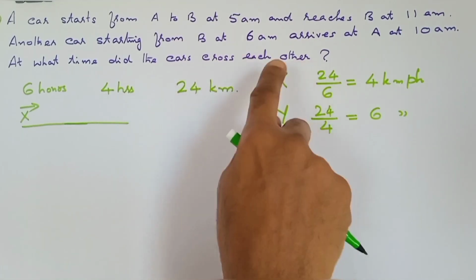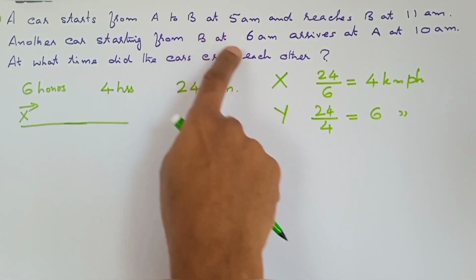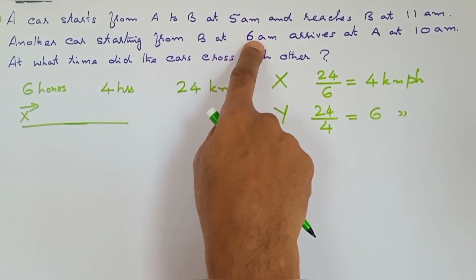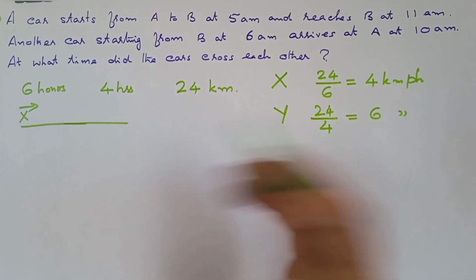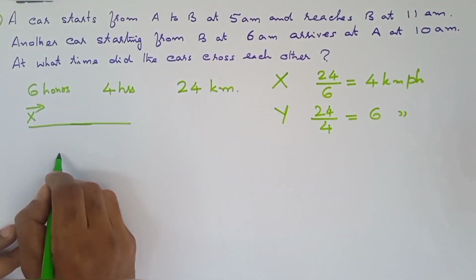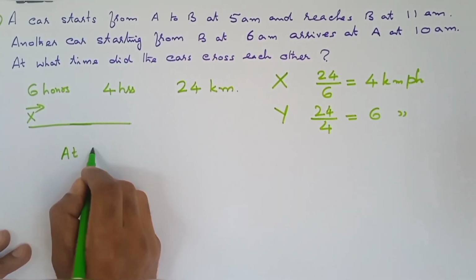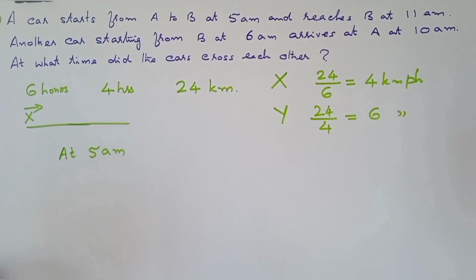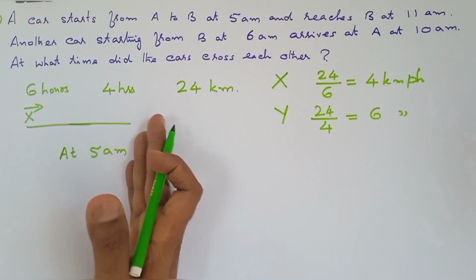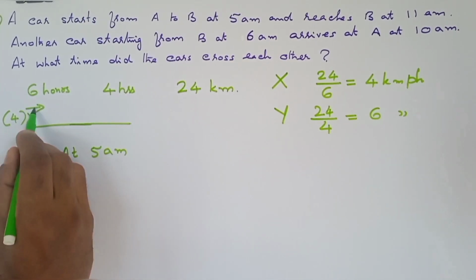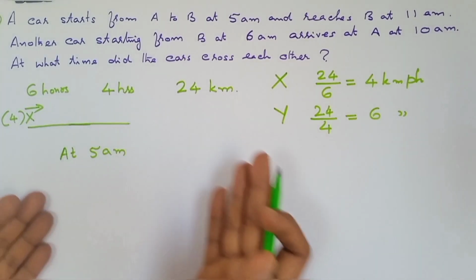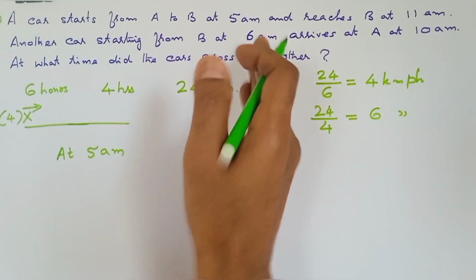Now there is one more problem here. Car X is starting at 5, whereas the other one is starting at 6. In the concept of relative speed, we have to have both the cars starting at the same time. So what do we do? Supposing this is at 5 a.m. At 5 a.m., the second car is not there in the picture. The first car is here with a speed of 4 km per hour, already moving, but car Y will come into the picture only at 6 a.m.